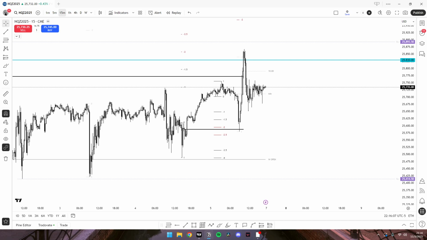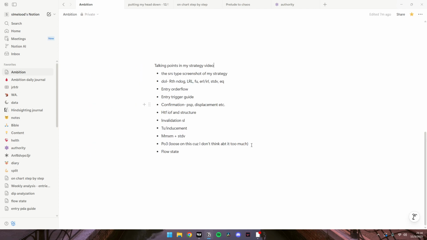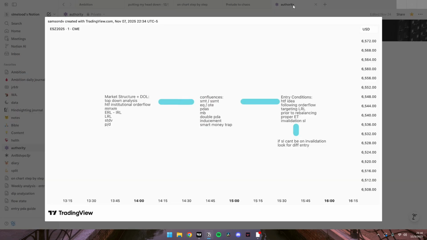So, updated strategy. This is what I have written of what I'm going to do, and I'm just going to get straight into it. This is the screenshot, and the whole thing that I did is that I changed from having a mechanical model to just having discretionary guidelines. This isn't really how I like to trade now, but I'm still going to go over this.